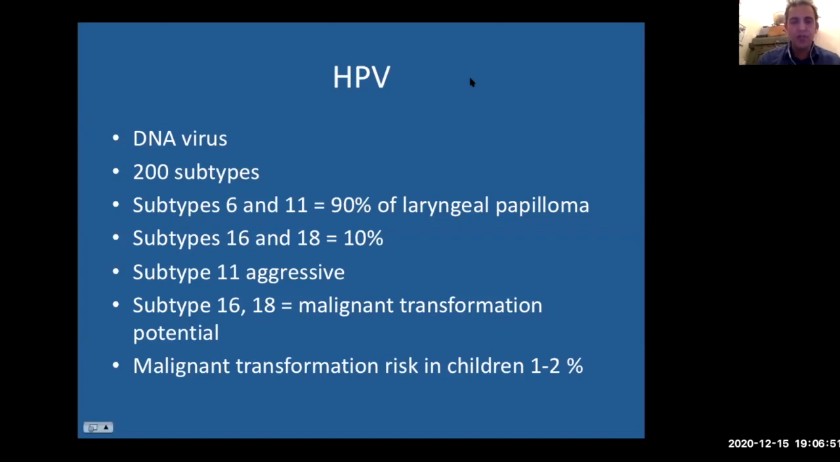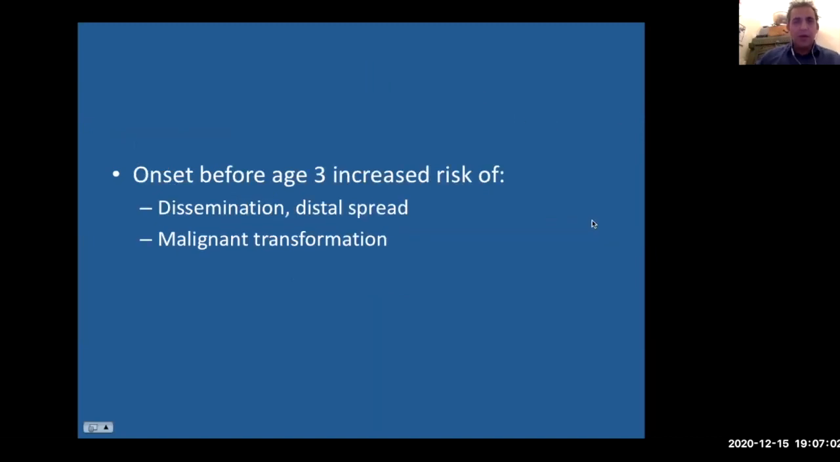Overall, the risk in children of malignant transformation is around 1 to 2%. Onset before the age of 3 means slightly more aggressive disease. So if onset is under 3, there's a higher chance of dissemination or distal spread, and also a higher chance of malignant transformation.